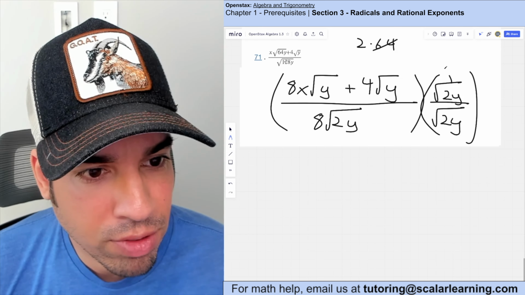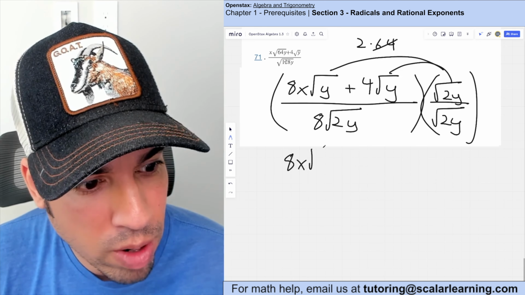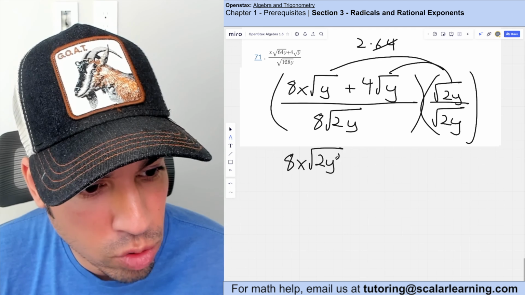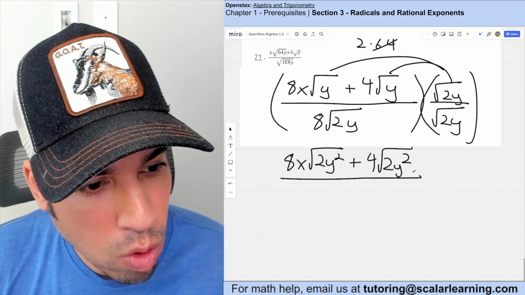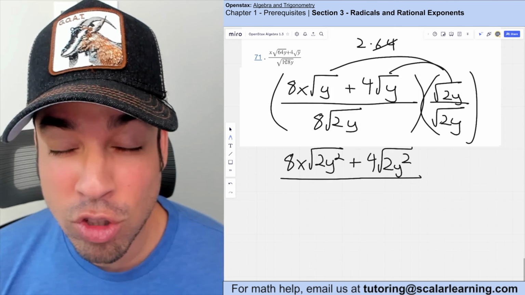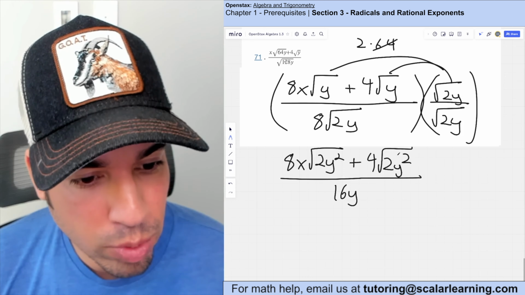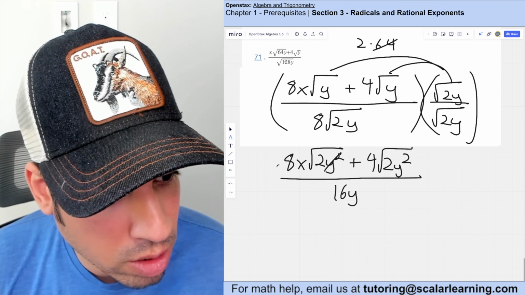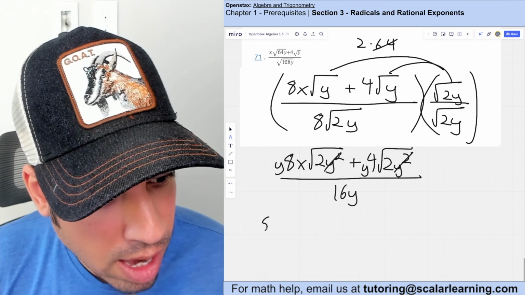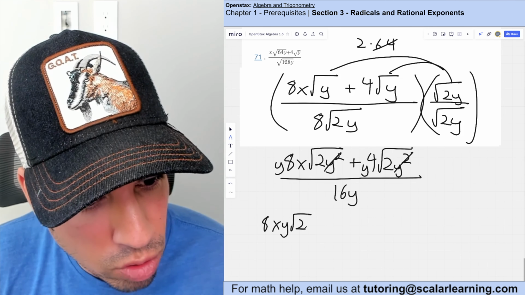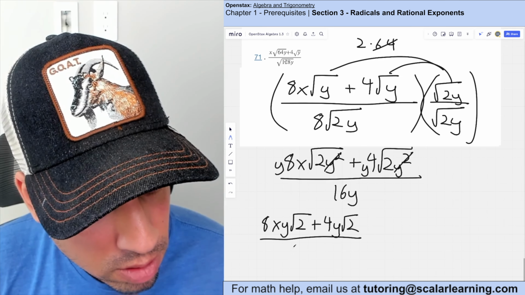And then so on top, we'll have to distribute. And again, the radicals will multiply each other. So I'll have 8x rad 2, and then y times y is y squared, plus 4 rad 2y squared, over rad 2y times rad 2y, which is 2y. So then I'll have 2y times 8, which is 16y. Now I've got perfect squares within these radicals. The square root of y squared is y. The square root of y squared is y. So now I'm going to rewrite this as 8xy times rad 2 plus 4y rad 2 over 16y.